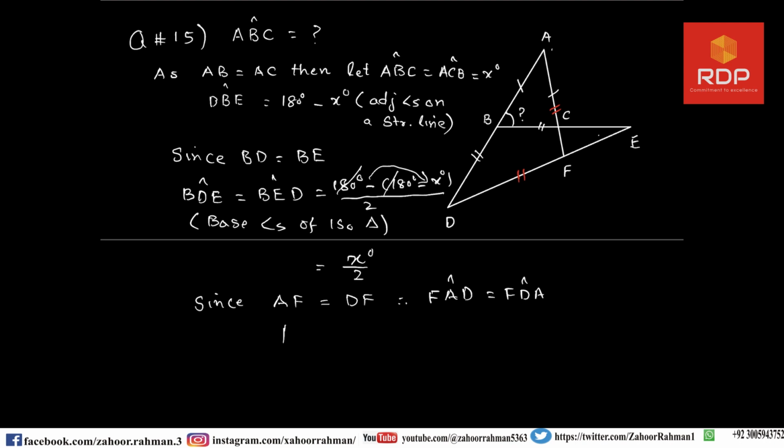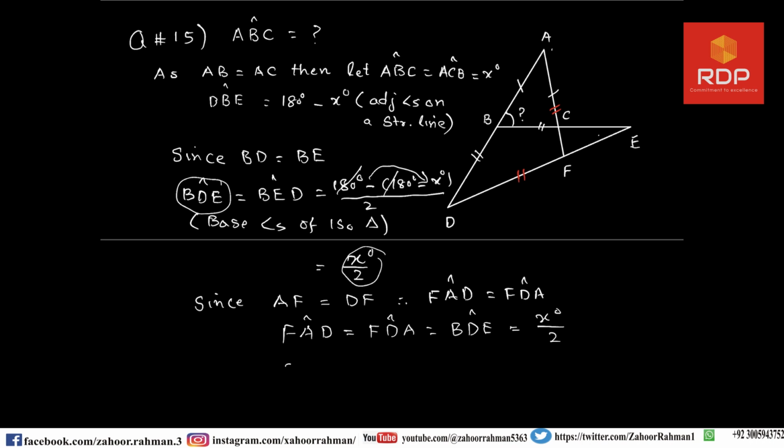So now we can write that FAD is equal to FDA, which is equal to BDE. BDE, which is this one, and we found the value of that to be x divided by 2. So we can directly write x degree divided by 2.